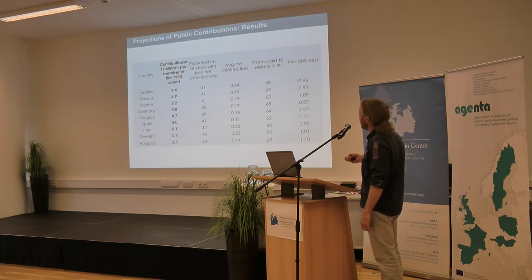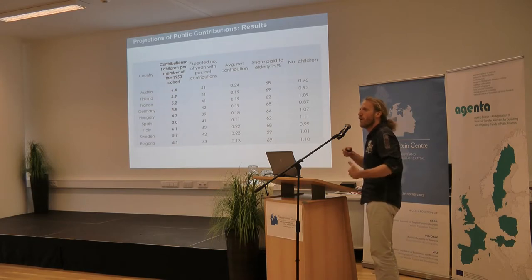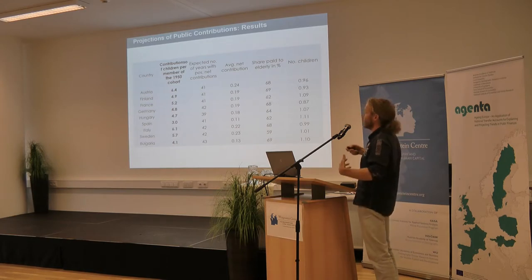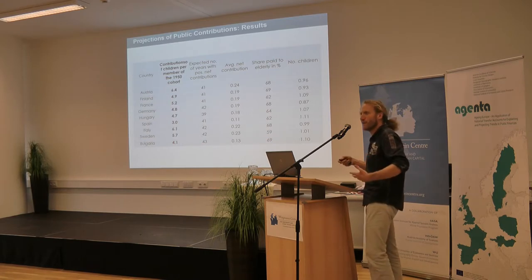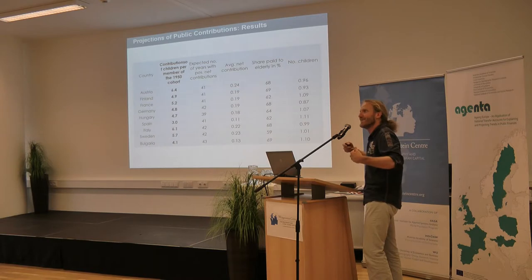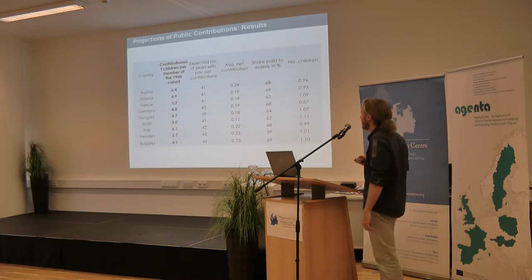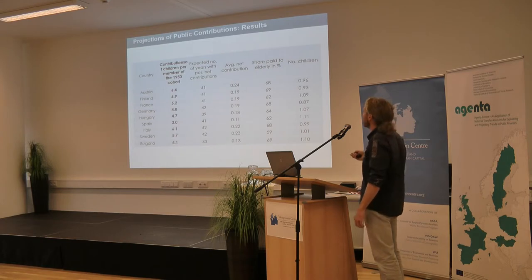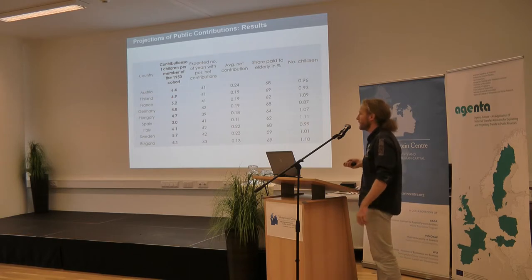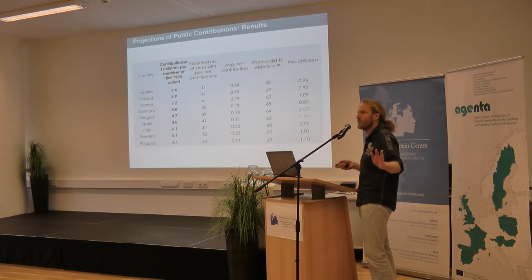So in Italy, Sweden and Austria, the contributions of the child generation over their whole working life, in terms of labor income of a full-time worker, are about six. So over their working life, they pay six labor incomes of the full-time worker to the elderly generation, so to say. And we also can decompose these transfers and get important characteristics of pension systems. So we can get, for example, the expected number of years with positive net contributions, which is in all countries about 40.